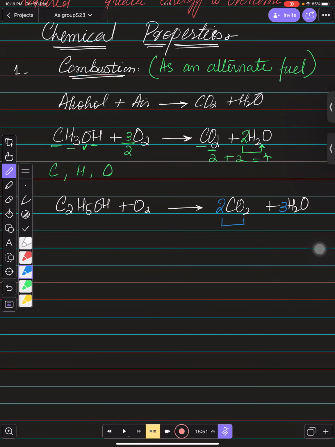Just look at over here. 2 2s are 4, 3 1s are 3. So right now we have 7 oxygens on the right hand side. If you balance over here, so 1 is already in the alcohol. We just need to write 3 over here. 3 2s are 6 plus 1, 7. This is balanced now, right, bacho, or not?